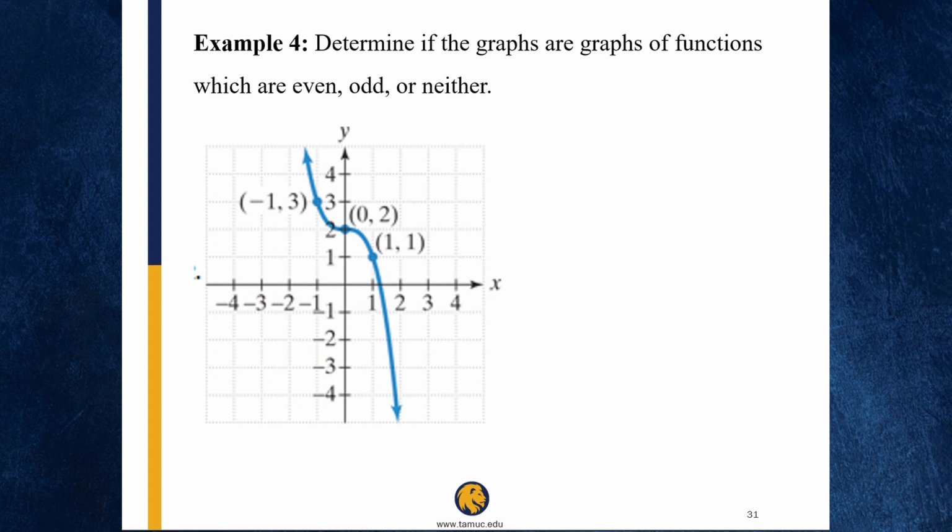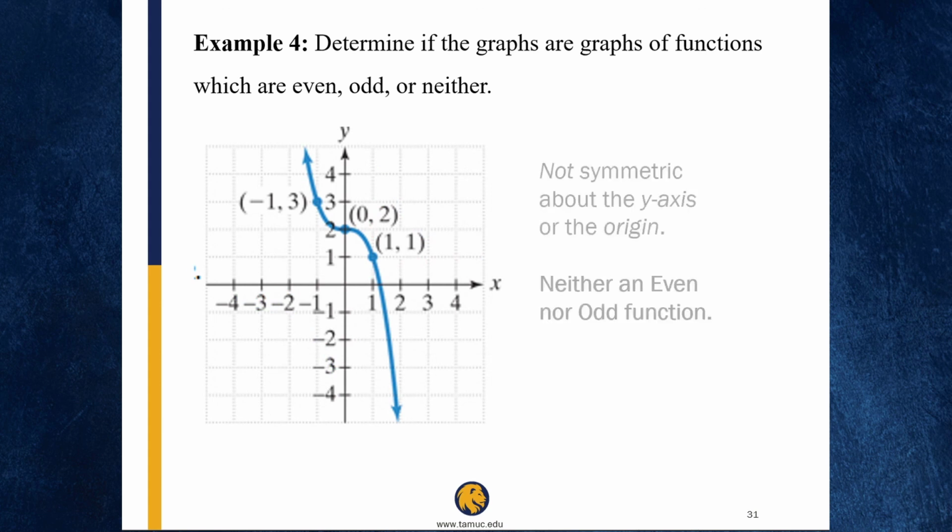Now on this next graph, the graph is a little bit different. We don't really have any symmetry when it comes to the y-axis or the origin. So when we don't see either one of those symmetries, it would be neither an even nor an odd function that goes along with this graph.